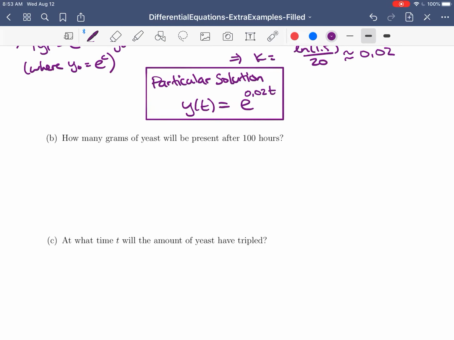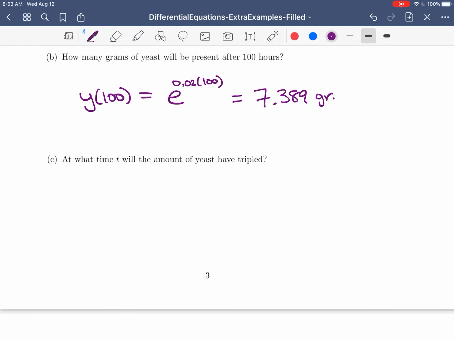How many grams of yeast will be present after 100 hours? Well, that's just y of 100. So that's going to be e to the 0.02 times 100, which we get 7.389 grams.